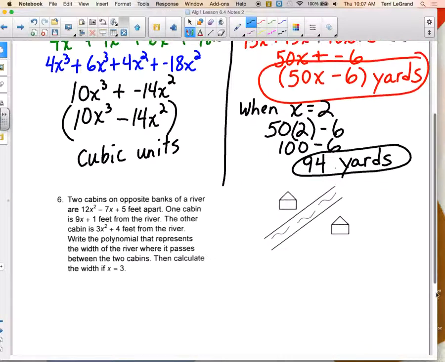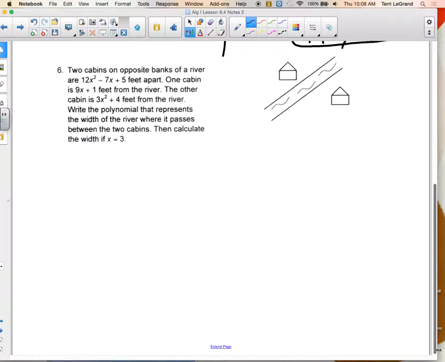Okay. One more, because you're going to be doing some stuff like this in your actual homework too, and you got to make sure you know how to set them up so that you're going to be able to arrive at a good answer. So we have these 2 cabins that are on opposite sides of the river. And it says they are 12x squared minus 7x plus 5 feet apart. So let's do this. I think we could say, you know what, these guys right here, they are 12x squared minus 7x plus 5. The distance between those 2 cabins is that.